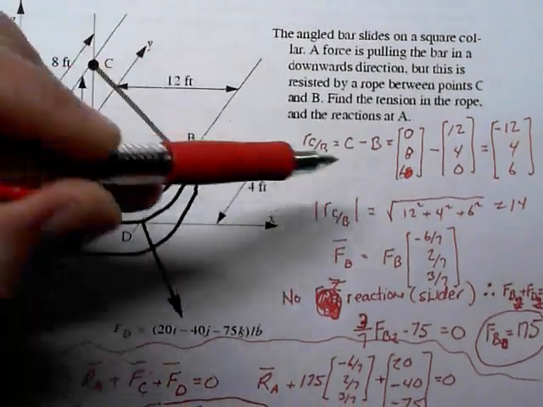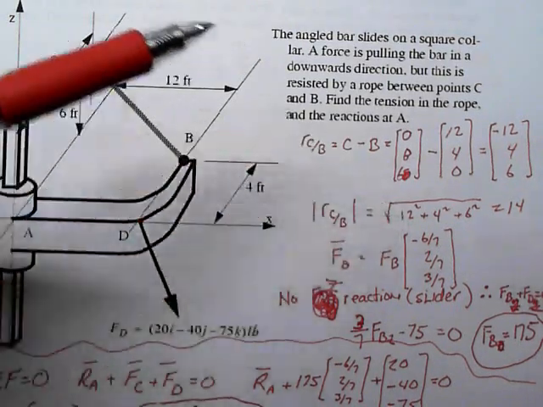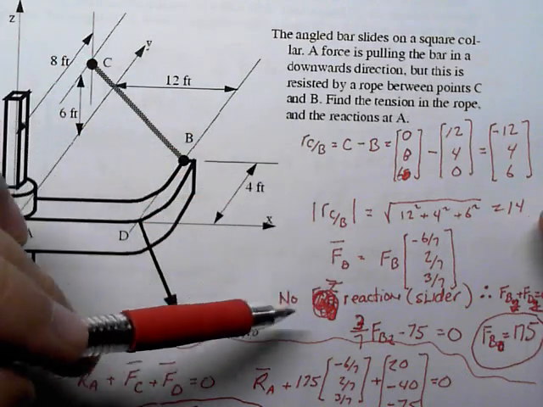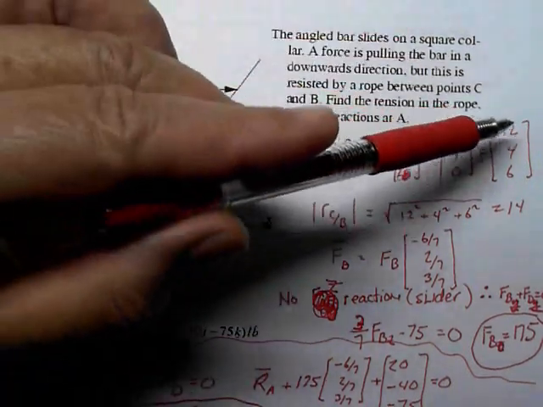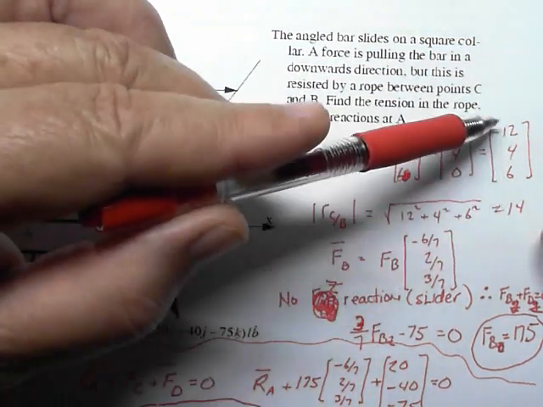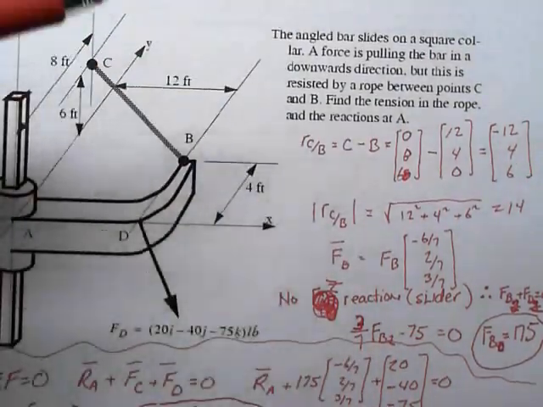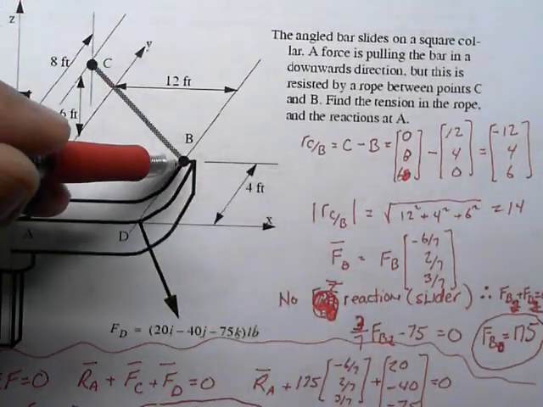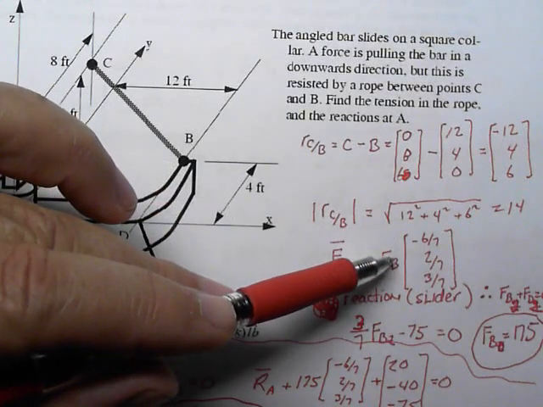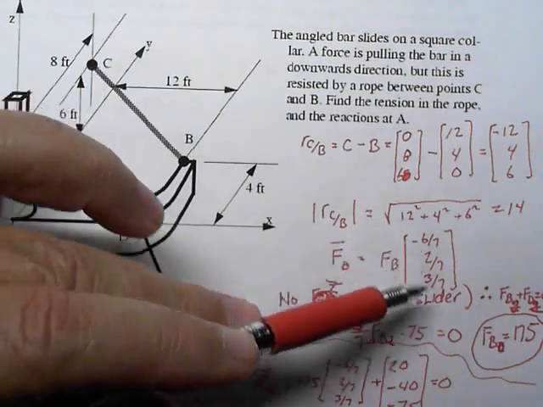And calculating the magnitude of that position vector, Pythagorizing 12, 4, and 6, we get a 14. And then taking our 12, 4, 6 vector, dividing each term by the 14 will give us a unit vector in the RCB direction. So we can say that our force from B, or the rope force, is equal to the magnitude of the rope force that we don't know, times the minus 12 over 14, which is minus 6 over 7, etc.